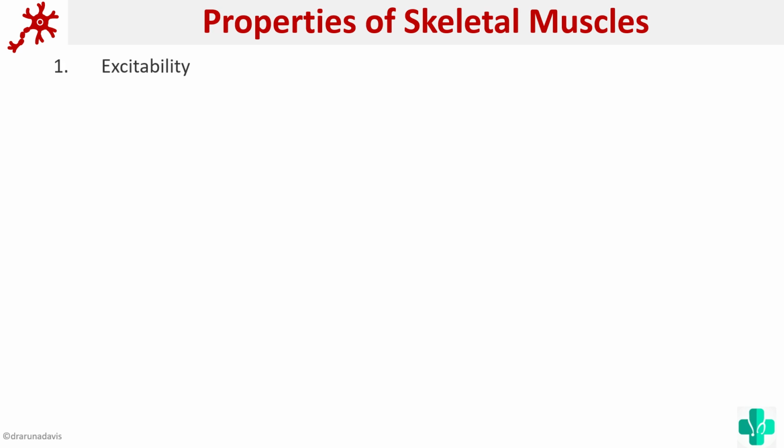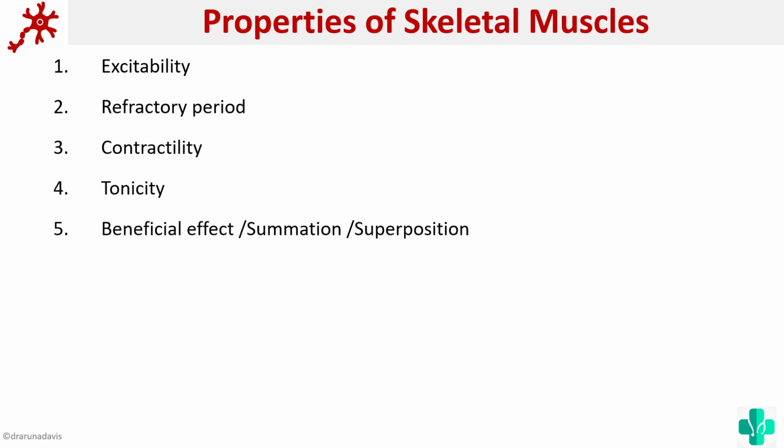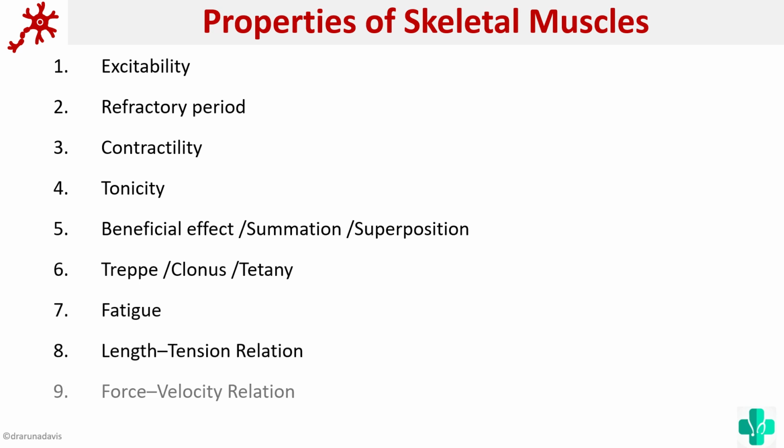First one is excitability, refractory period, contractility, tonicity, beneficial effect, treppe, fatigue, length tension relationship, force velocity relationship, and finally strength duration relationship. In this, the first four, that is excitability, refractory period, contractility, tonicity, are the basic properties. Then the next three are what we actually do in the amphibian experiments: beneficial effect, tetanus, fatigue, and the last three are the three relationships.